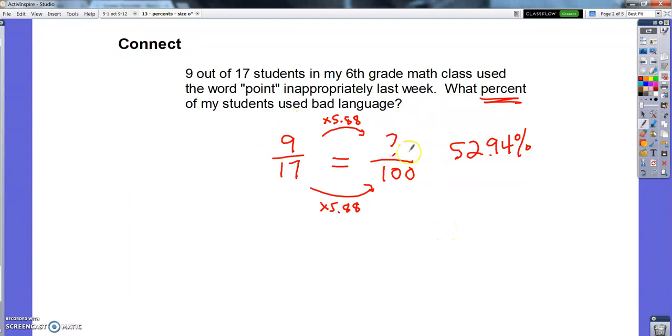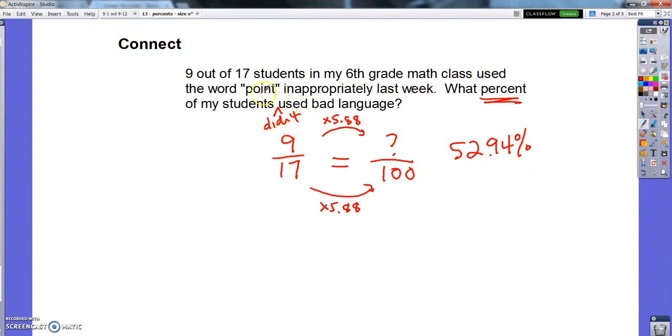Sneaky wording. Sometimes you'll see a problem like this, and they'll say, just like this, 9 out of 17 students use bad language. What percent? And they'll sneak like a didn't in there. And they don't give you the number that didn't use bad language, and it's easy to say, okay, well, 9 out of 17, 52% didn't. But you got to read your wording sometimes.